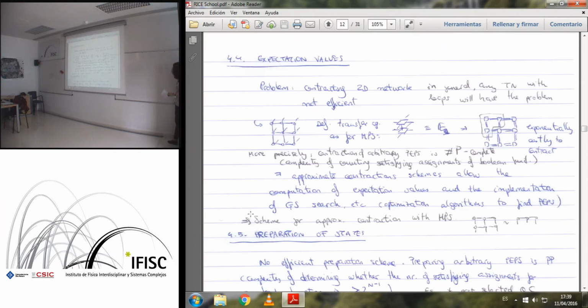And if we want to contract it exactly, we have to take the product of dimensions. We are in the same problem as before, because at the end we will have something exponentially large. But what we can do is to approximate this thing by another MPS. And we have algorithms to do that. And we can estimate what the error of doing that is.